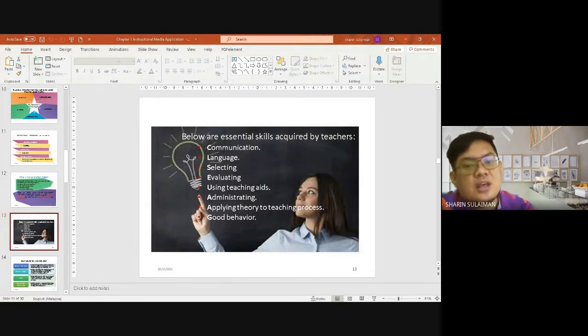Next is applying, using the learning theory in teaching. For example, you know that in your class there are different persons with different abilities. Some have different learning preferences. Some like note taking, some like speaking in class. How are you going to handle this kind of student?